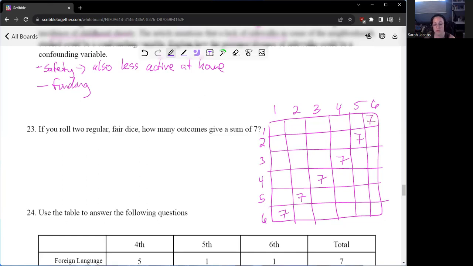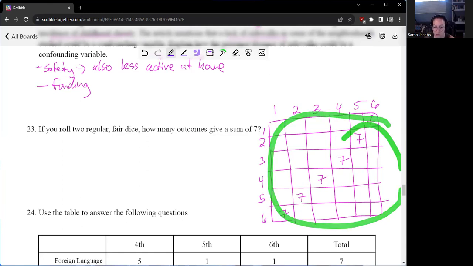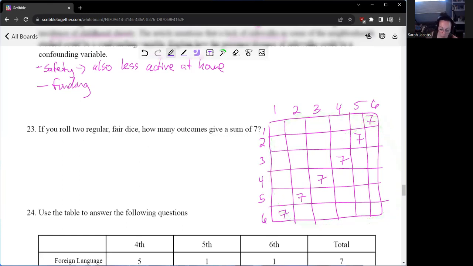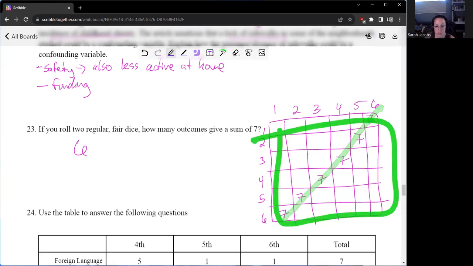This is also useful if you want to do sums, you can do this with products, you can do this with differences. When in doubt, draw it out, right? Always useful to have a visual. So we're not asked for a probability. It just says how many outcomes. And there's 1, 2, 3, 4, 5, 6. So 6. If we wanted the probability, it would be 6 out of 36 because there's 36 different outcomes here.